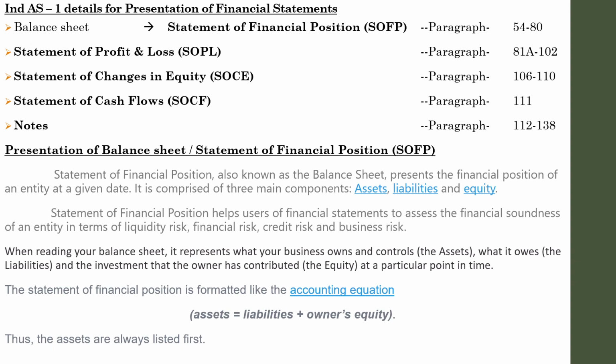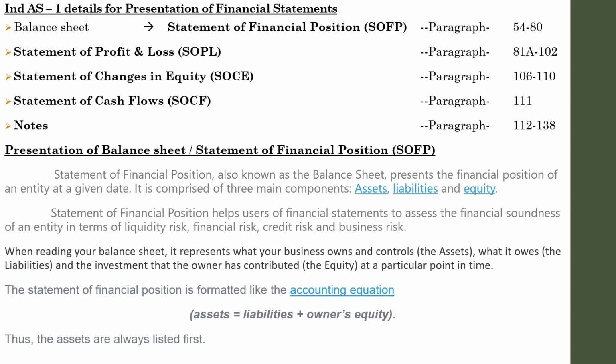Previously in the balance sheet we were using the horizontal format where liabilities are shown on the left side and assets on the right side. But in the statement of financial position we will be using a vertical format where we will begin with assets. After writing down all the details of the assets, we will write down the details of the liabilities. So we will be using a vertical pattern, starting with assets, after that liabilities.